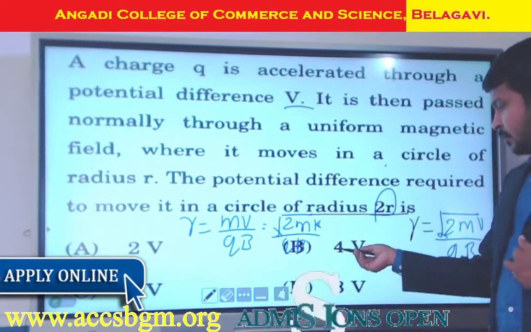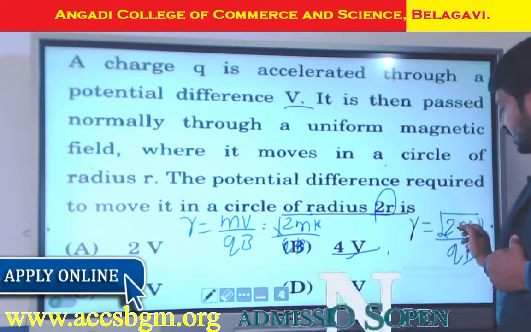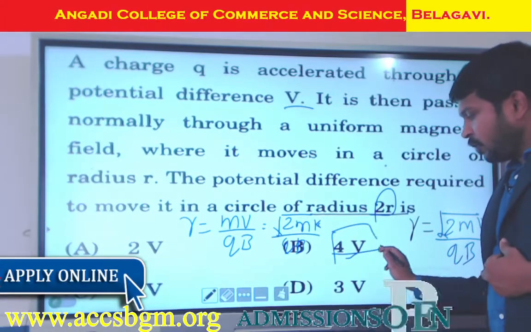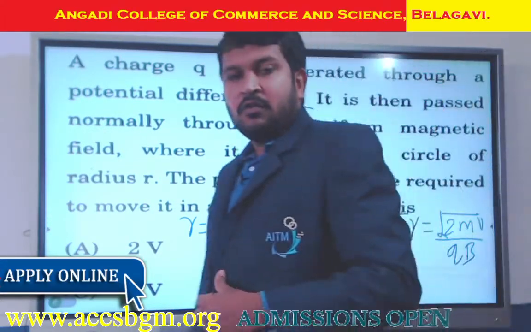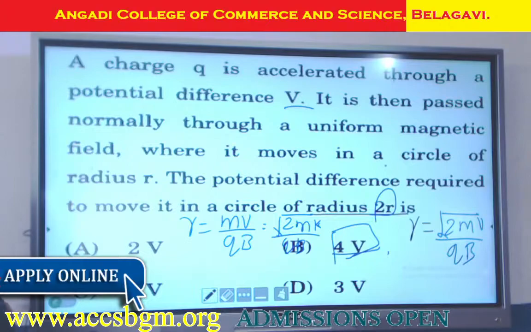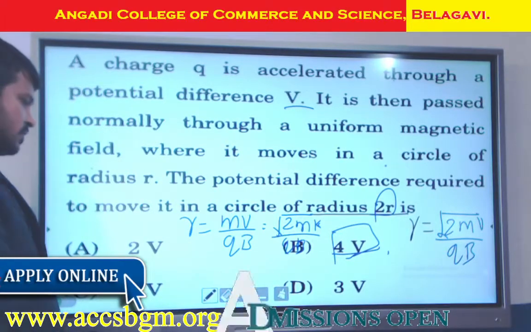What will happen? The potential, because it is in the root, that becomes a 4. What is the answer here? 4V is the answer. Just use this trick. Okay, students.